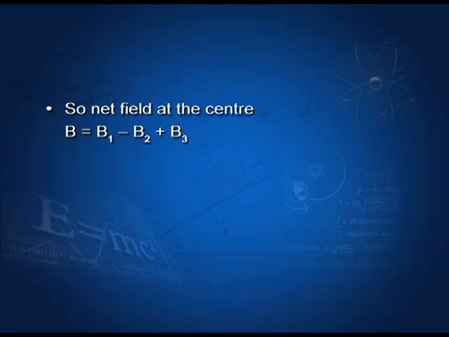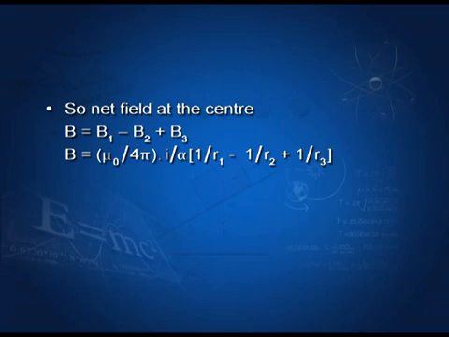So substituting the values of B1, B2 and B3, we get B equals μ₀/4π × I/α. This factor is common among all three terms, so we take it out common and we get B equals μ₀/4π × I/α (1/R1 − 1/R2 + 1/R3). As we have taken the magnetic field B1 to be positive and B2 to be negative, the net field will be along the direction of B1, which is inward. So the net magnetic field will be inward.